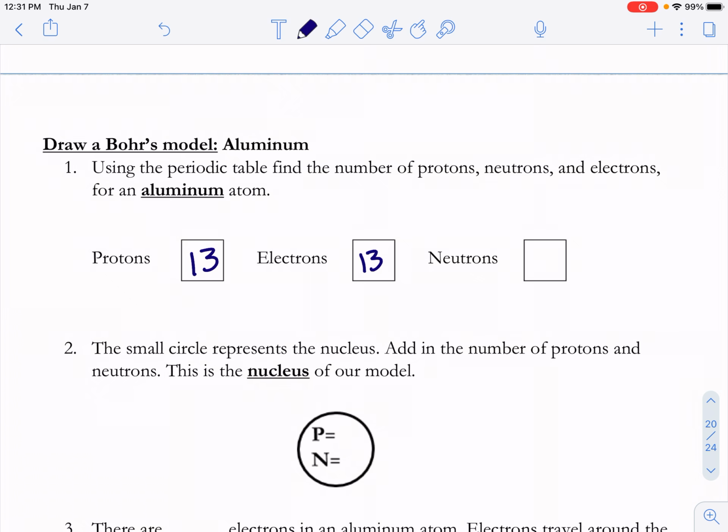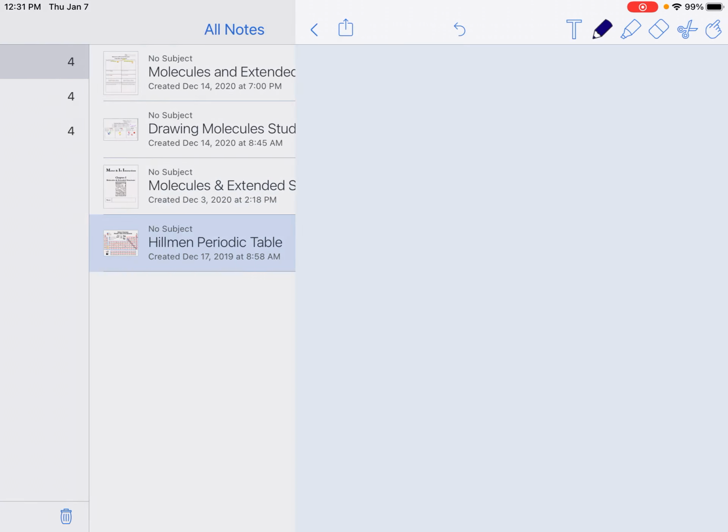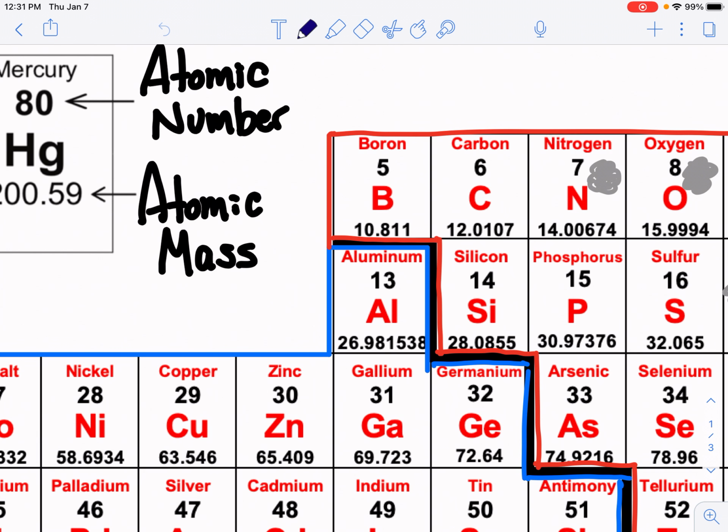So to find neutrons, what we have to look at is the atomic mass. The atomic mass, which is right here, this big decimal number. Some of them have decimals, some don't. Before you do any calculations, round that number to the nearest whole number, which in this case would be 27, because that 0.9 would round up. Let's say we happen to be doing carbon, what would you round that to? You'd round that to 12.